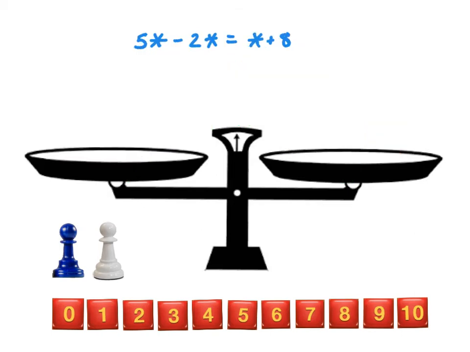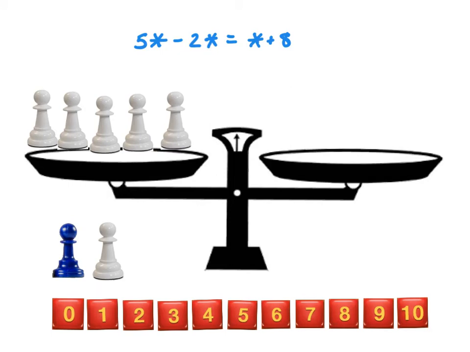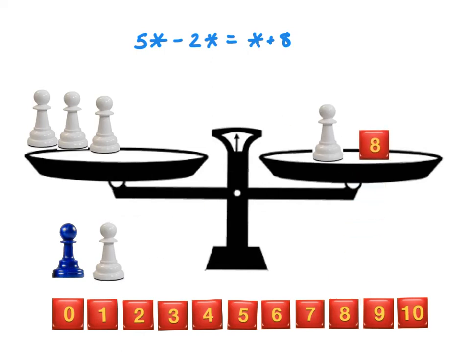Here's another example, and you're encouraged to pause the video and try this on your own. This problem says 5 star minus 2 star is equal to a star plus 8. So I'm going to go ahead and set that up. 5 stars, 1, 2, 3, 4, 5. But then it says minus 2 stars, so I'm going to take 2 away. 1, 2. And that's equal to star plus 8.